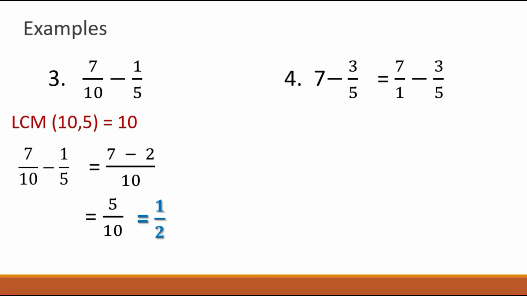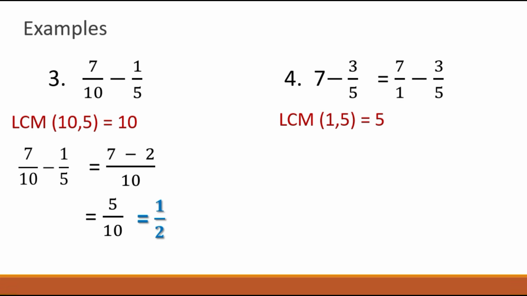Fourth example, we have 7 minus 3/5. So this is our example. So 7 is a whole number. Remember that we can rewrite 7 in fraction form, because every whole number has a denominator 1. So we can rewrite 7 into 7 over 1. So thus we have 7 over 1 minus 3 fifths.